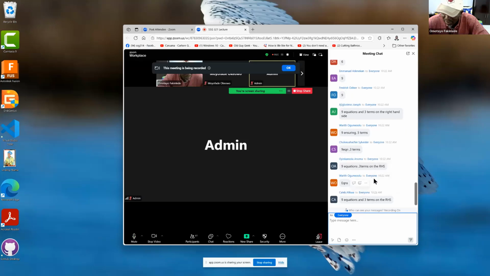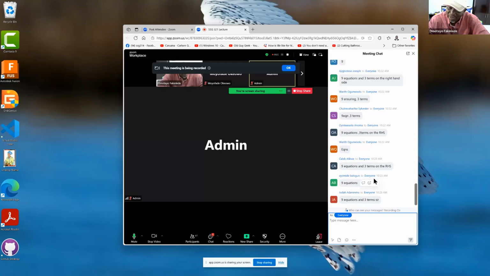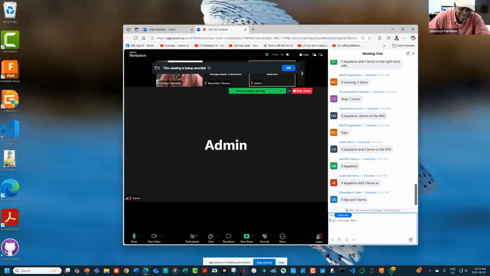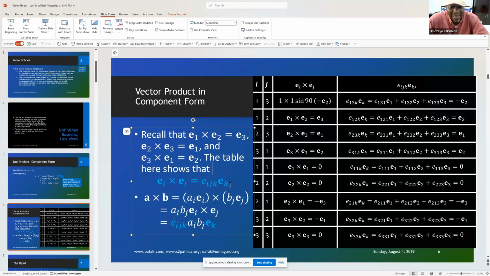So you can see, why are there 9 equations? Because there are 2 free indices. And why are there 3 terms? There is 1 pair of dummy indices, so that would give you 3 terms there. So you have 9 equations, and it's very important that we know what we are doing. That shows we know what we are doing. So we are here now.